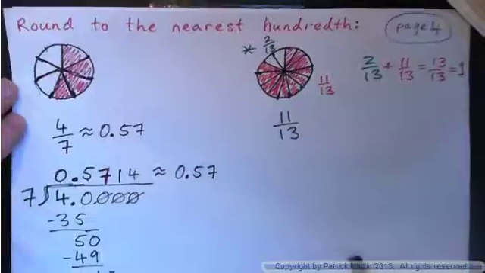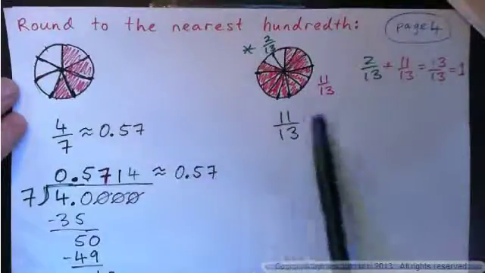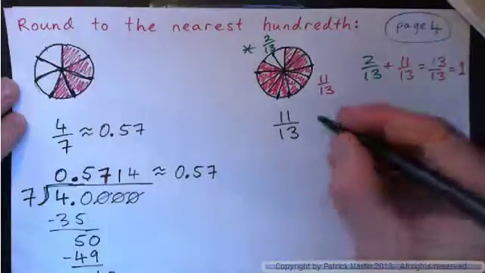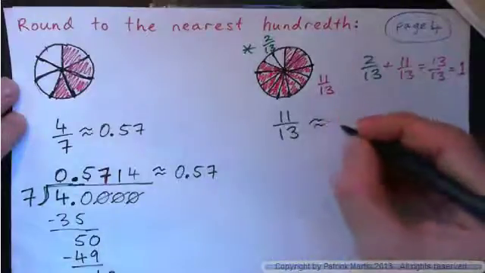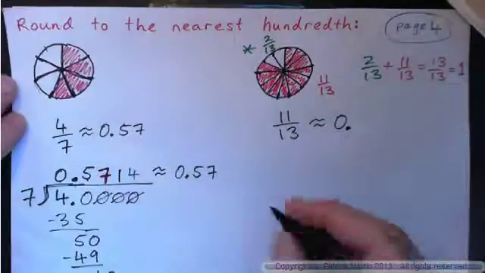Okay, so please press pause and do this yourself and then check the answer. Get this as a decimal and round to the nearest hundredth. Okay, so you rounded that to the nearest hundredth and you got 0. what? Okay, so now I'm going to do it.